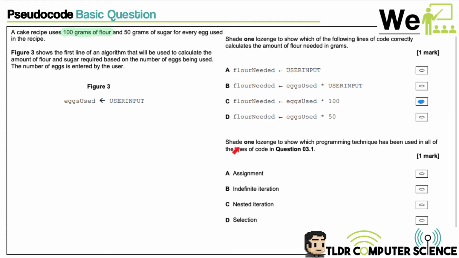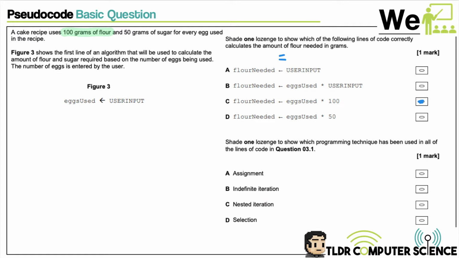Next question. Shade one lozenge to show which programming technique has been used in all of the lines of code. Okay. So assignment is assigning a value to here. The other thing that could happen is that you could be using the sign equals, and that is comparison. So assignment is assigning a value, equals is comparing one thing to another.